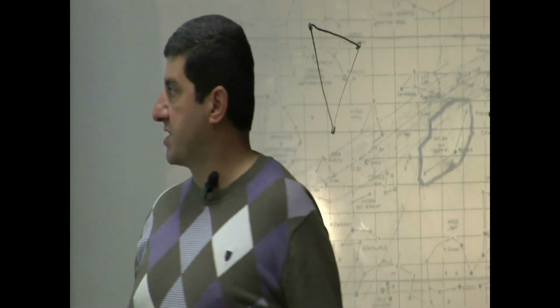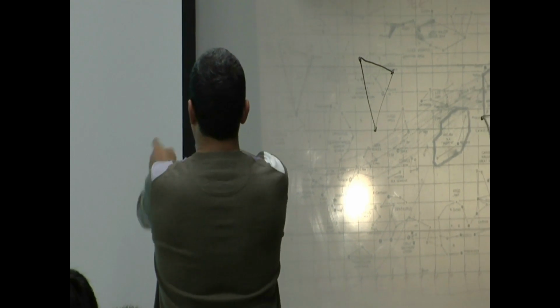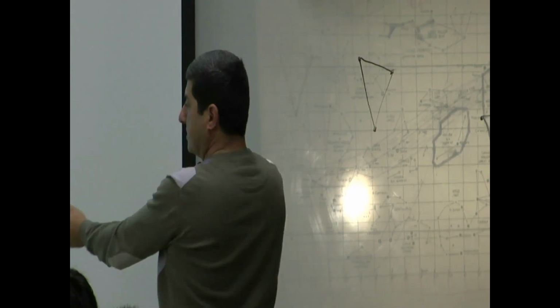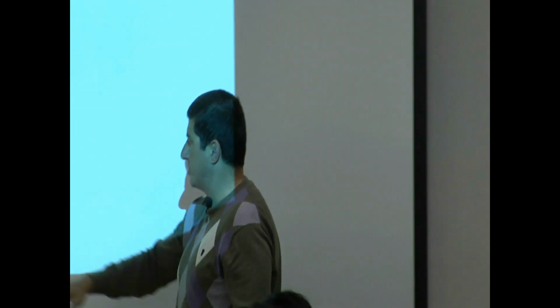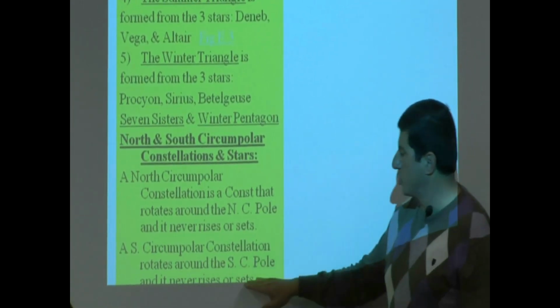Okay, now let's talk about north and south circumpolar constellations. A North Circumpolar Constellation is a constellation that rotates around the North Celestial Pole. Remember the other day we were saying the sky rotates around the north like this, counterclockwise. And if you're in the southern hemisphere, you're going to have a set of constellations that you can call South Circumpolar Constellations. You're going to look towards the south, and they're going to rotate clockwise. So a South Circumpolar Constellation rotates around the South Celestial Pole, and it never rises or sets.